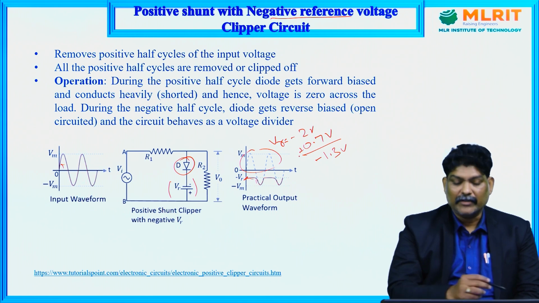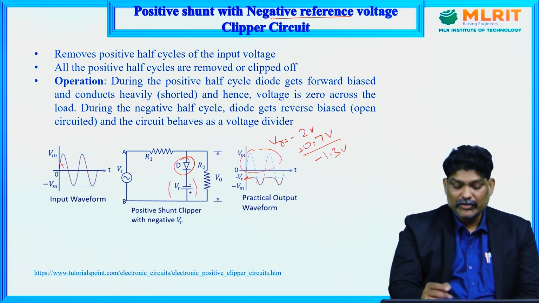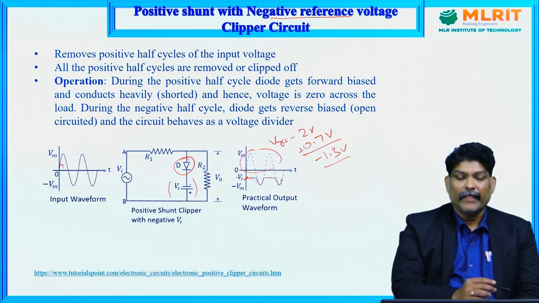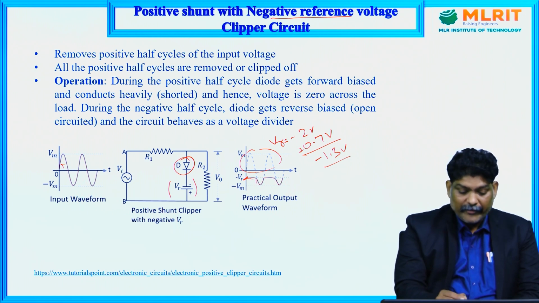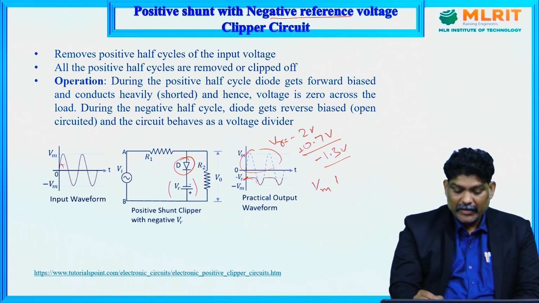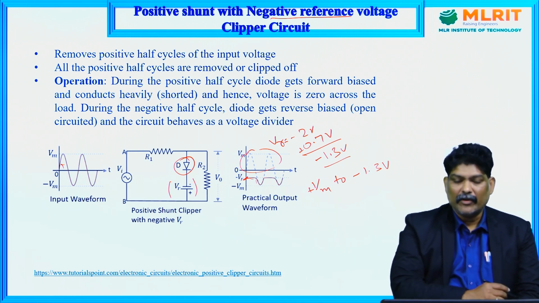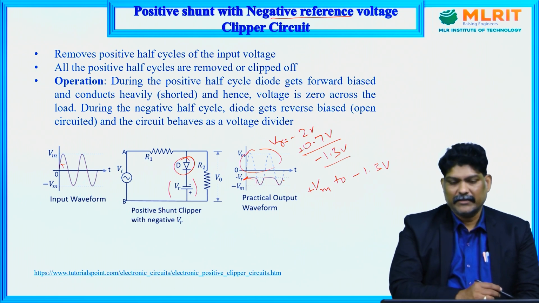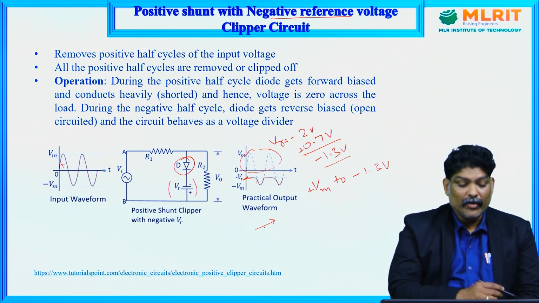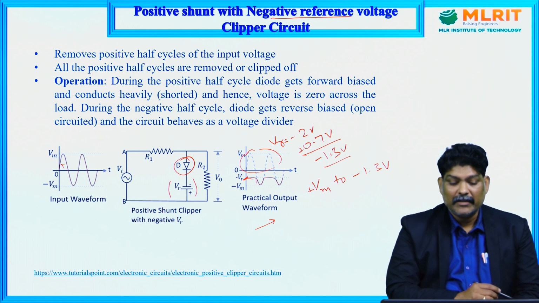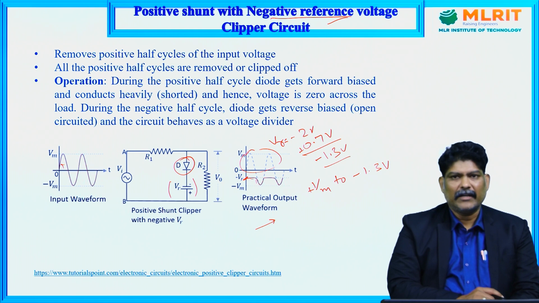So you have to add this 0.7. So minus 2 volts plus 0.7 will be minus 1.3. So from positive Vm down to minus 1.3 volts will be clipped off and the remaining portion remains. So this is the overview of the positive shunt clipper with negative reference. These are very important in the case of radars and many digital electronic circuits.